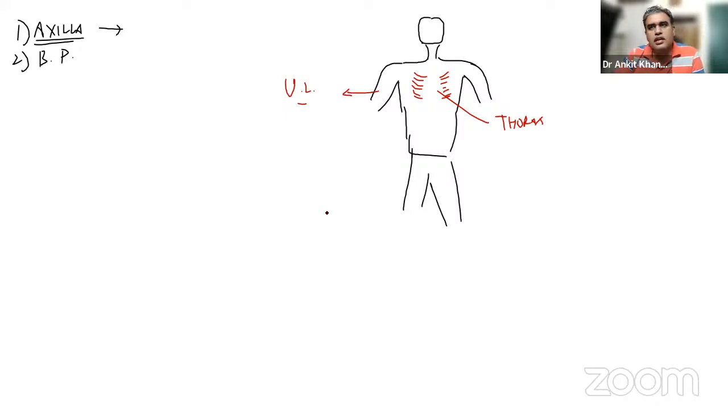For all these movements, nerves are needed to supply the muscles. Then nutrition is needed, which is provided by the blood supply. The nerves come from the spinal cord. Just imagine the spinal cord here inside the vertebra. The nerves come from here on both sides and have to reach the upper limb. As they do, they have to pass through an area, and this area between the upper limb and the neck or thorax is our axilla.